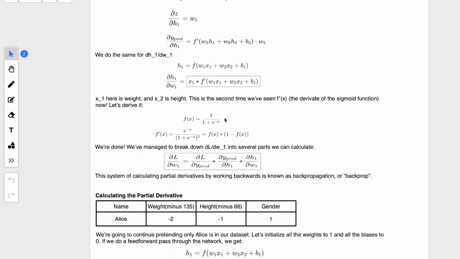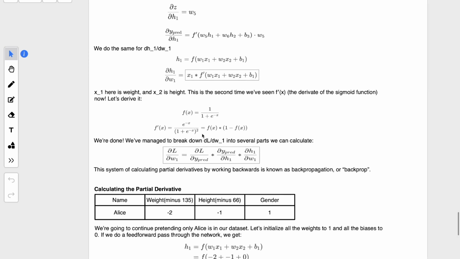Now for our activation function in this neural network, we are using sigmoid, which is this. Let's assume this input, this weighted sum, is represented by x. So our activation function looks like this. Now if you take the derivative of this activation function with respect to x, it will look something like this: f(x) into 1 minus f(x).